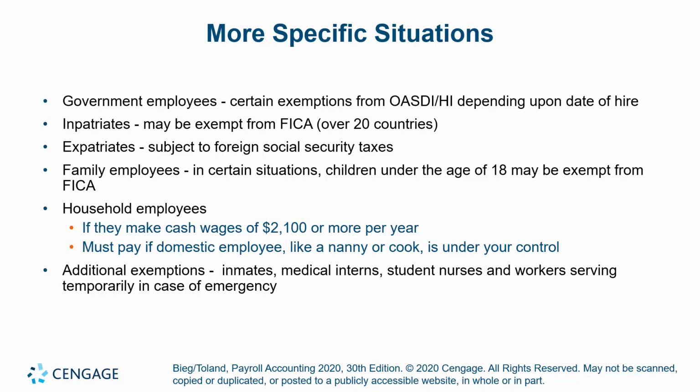What is one full share of OASDI and HI under FICA? So I'm just an employee, what do I pay? 7.65%. What do I pay if I pay both shares of OASDI? 12.4 is correct. Great job. What do I pay if I pay both full shares under SECA? 15.3.